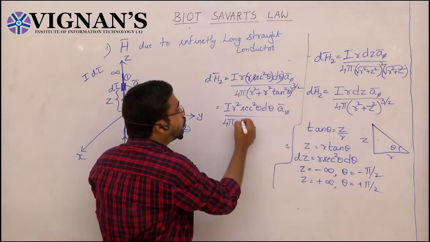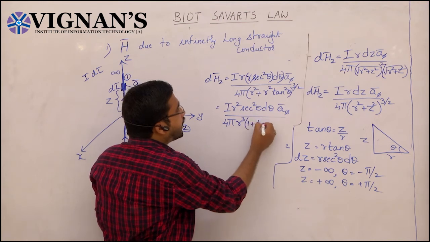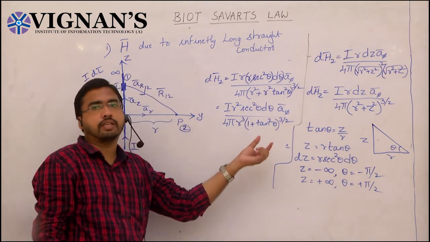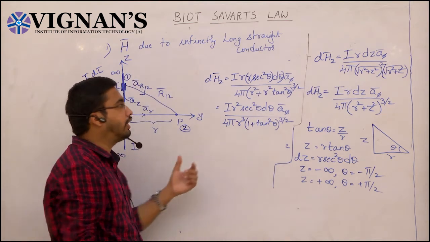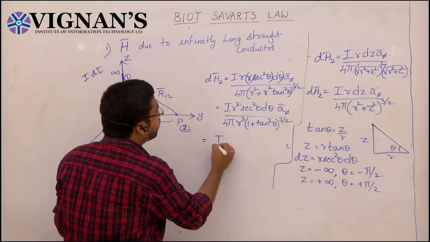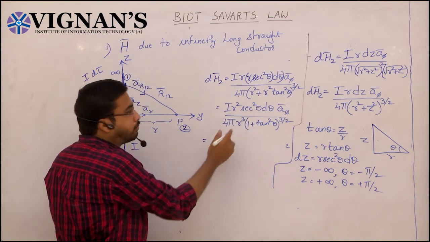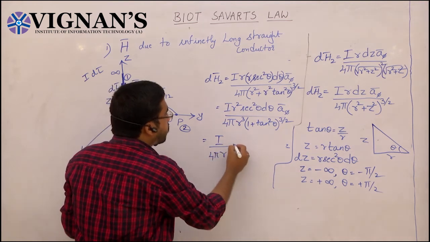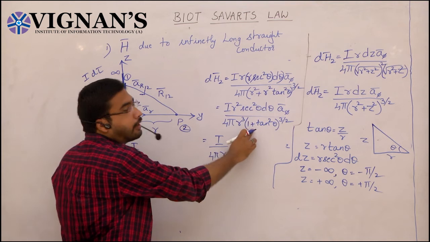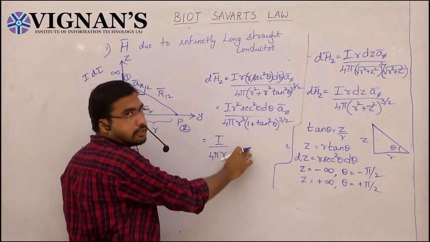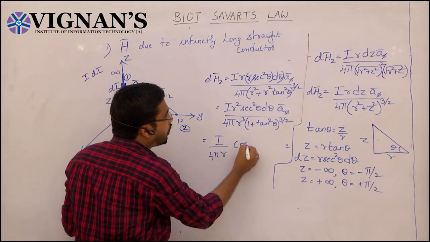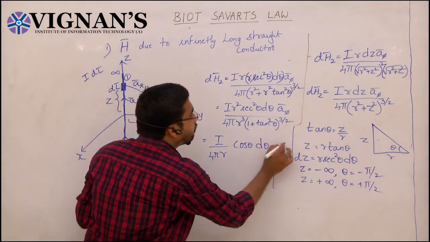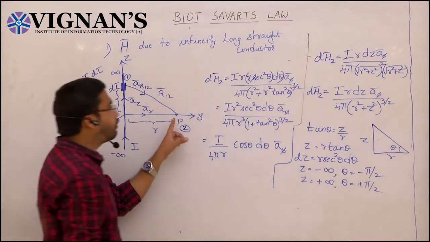So that will become r cube into (1 plus tan square theta) whole power 3 by 2. Already we know that 1 plus tan square theta is secant square theta. So on simplification, you will get r square and r cube, it will become by r. 4 pi, it will become secant square theta by secant cube theta. That means 1 by secant theta, which is equal to cos theta d theta. So this is the differential magnetic field intensity at this point P.